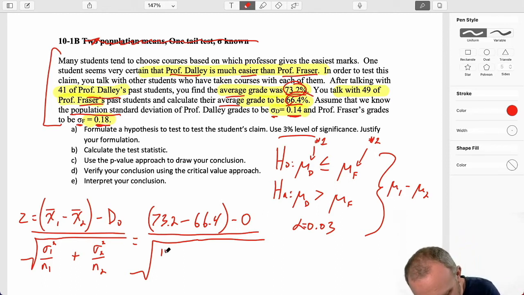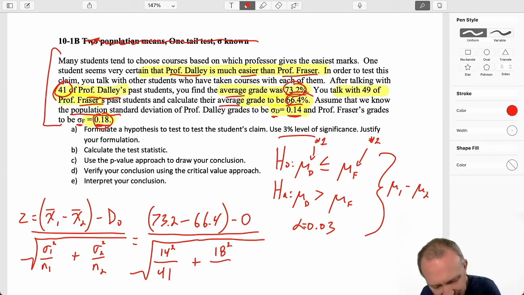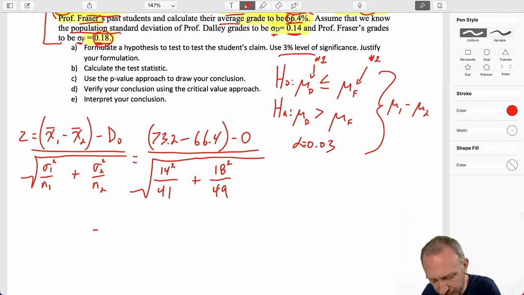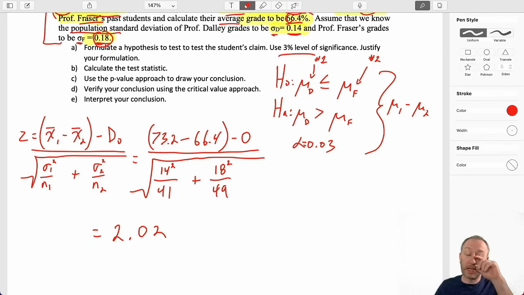So for Dally, that's going to be 14 squared, 14%, and my sample size for Dally is 41. And then for Fraser, again, that's going to be 18 squared over the sample size of Fraser's, here 49. Okay, let me just scroll down. So that's going to give me 73.2 minus 66.4 divided by the square root of 14 squared over 41 plus 18 squared over 49. That gives me 2.0, and I'll round up to 2.02 if I keep it to two decimal places.